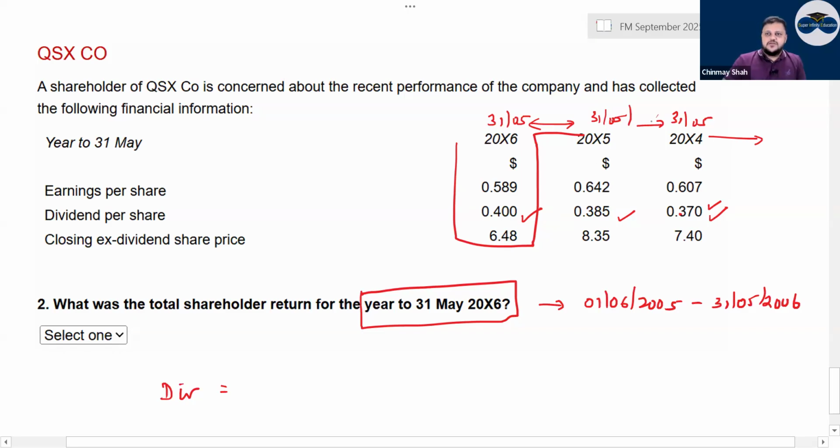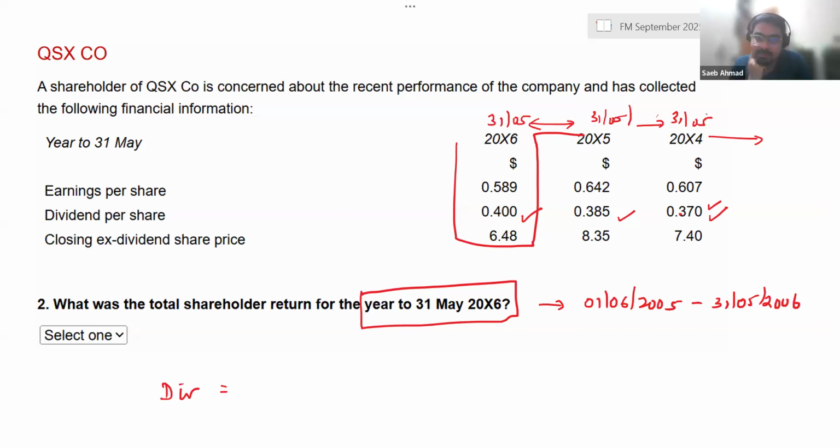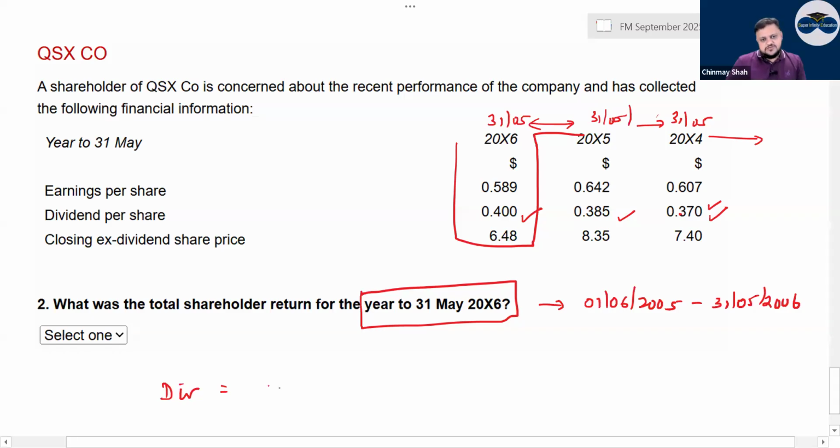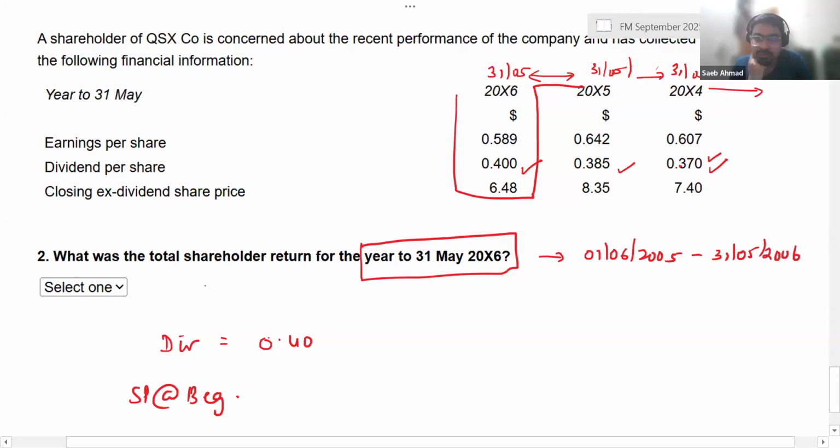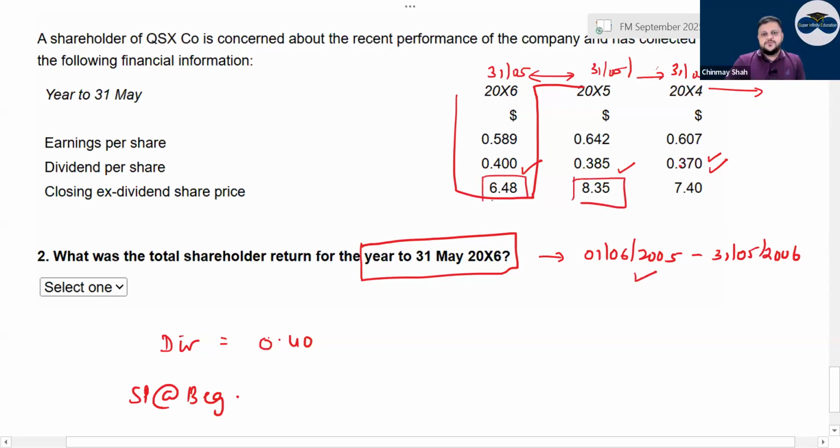Tell me. Everybody? सब क्या लगता है? I think 2006 का लेना चाहिए. 0.40 सर. 0.4, sir. 0.4 लेके ट्राई करते हैं. करेक्ट. Let's try our luck. Then what should I take, share price at beginning? 0.385. Beginning means 1 June, यानी 8.35 लूं या 6.48 लूं? Tell me.